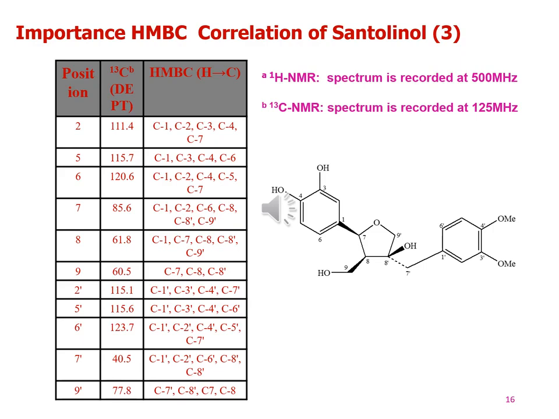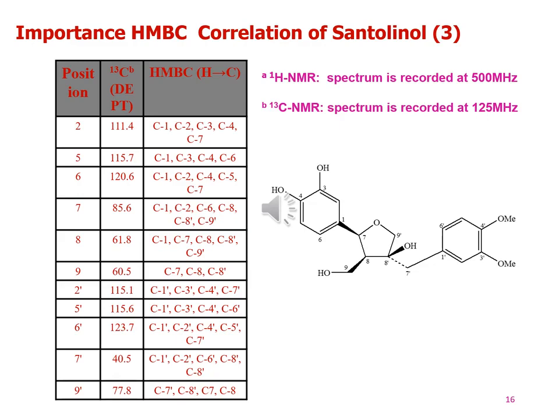First of all, we discuss the carbon signals at different positions, which appeared with the broadband and DEPT of the carbon 13 spectral data. The signal at 111.4 shows at carbon 2 position, 115.7 appears at 5 position, 120.6 at carbon 6 position, 85.6 resonates at 7 position, 61.8 appears at 8 position, 60.5 shows at 9 position, 115.1 appears at 2 prime position, 115.6 resonates at 5 prime position, 123.7 resonates at 6 prime position, 40.5 shows the signal at 7 prime position, and finally 77.8 signal shows at 9 prime position.